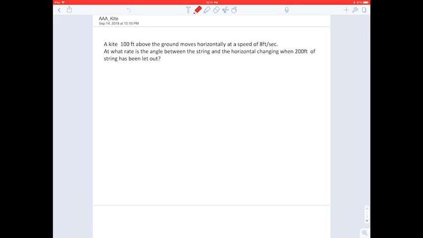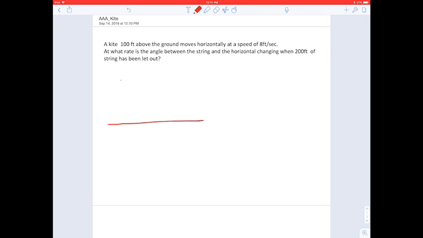Let's solve one question which is about related rates. A kite 100 feet above the ground moves horizontally at the speed 8 feet per second. At what rate is the angle between the string and a horizontal changing when 200 feet of string has been let out?